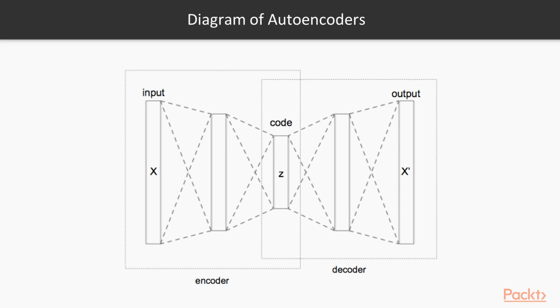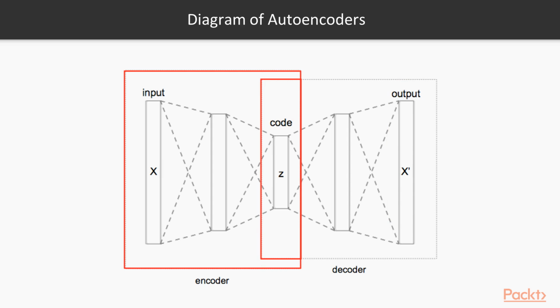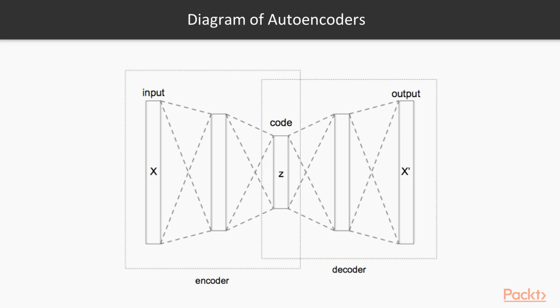So this is a diagram of how a simple autoencoder looks. We have an input x, and then we have a code z, and then we have an output x dash. As you can observe from the diagram, x is our original input and z is the latent space representation of our input called code, and x dash is the output that is reconstructed from our code z. Also in the diagram you can notice that there is a concept of encoder and decoder. So what exactly is this encoder and decoder?